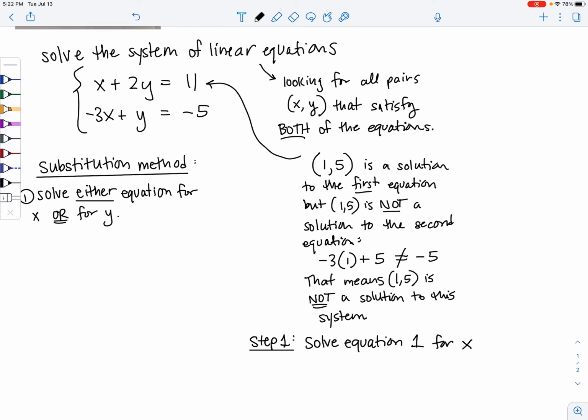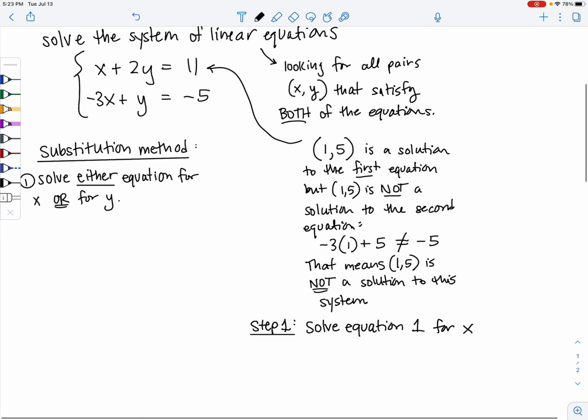Since x is all by itself without a coefficient in equation 1, that seemed like an easy thing to solve for. If I was looking at equation 2, I would probably solve for y, since y doesn't have a coefficient other than 1, I should say. So if I was looking at equation 1, I would try to solve for x. If I was looking at equation 2, I would try to solve for y, just because that looks easiest, right? But it doesn't matter. You can choose either equation and solve for either variable. Your options are wide open there.